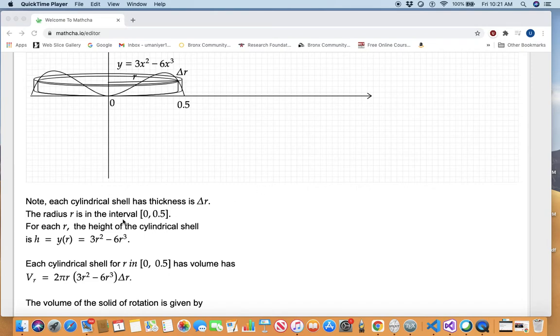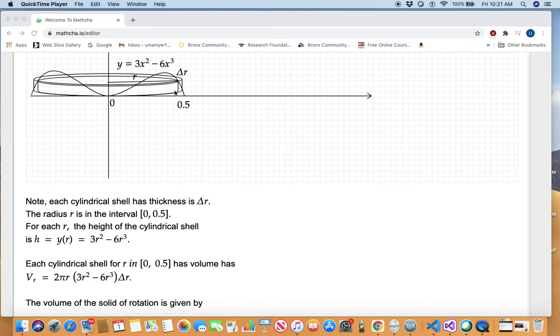The radius r lies in the interval 0 to 0.5. So if r is small, you have a small cylindrical shell. As r increases, you have varying cylindrical shells. For each r, the height.